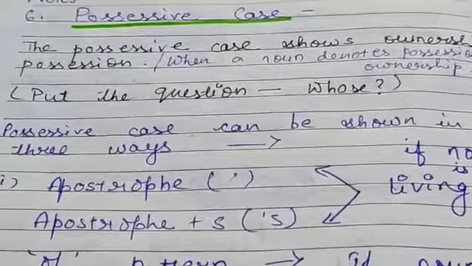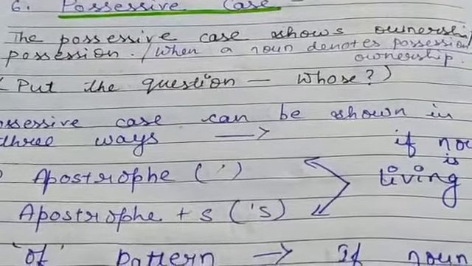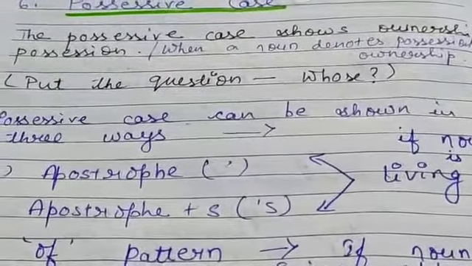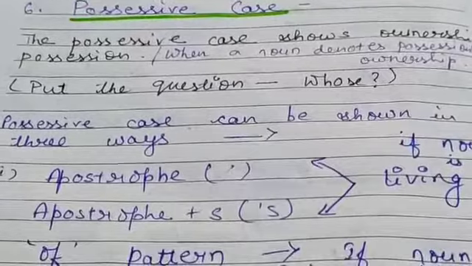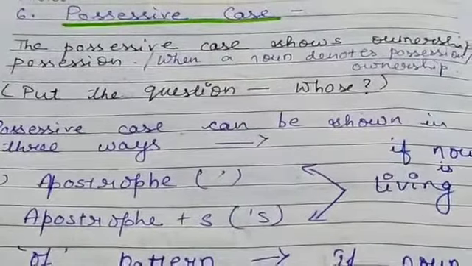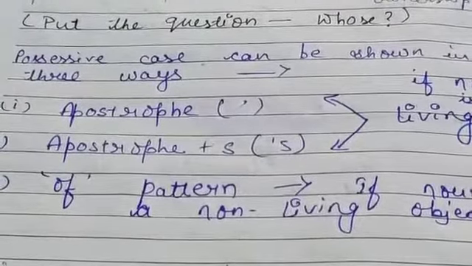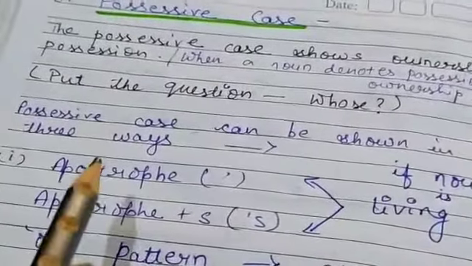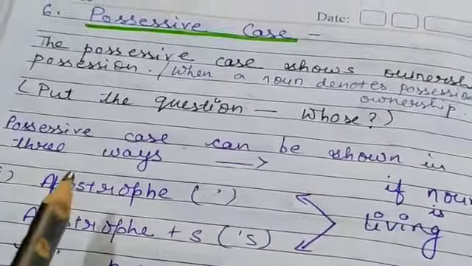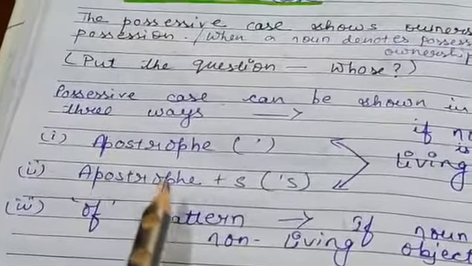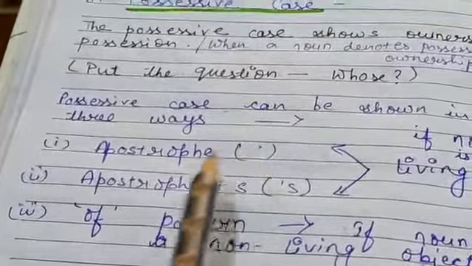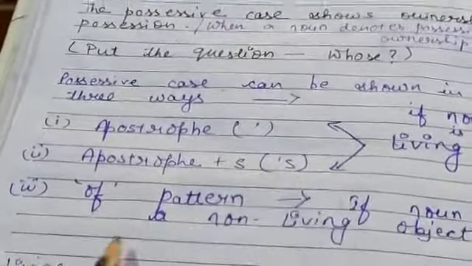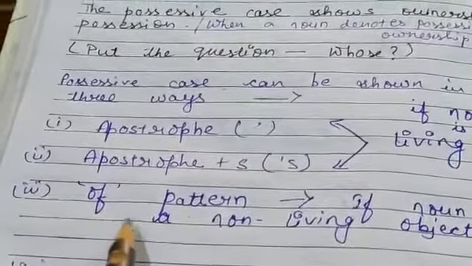Like for example, this is Rina's bag. Whose bag is this? Rina's bag. Now Rina's is in a noun position, a possessive noun, and we use an apostrophe. So possessive case can be shown in three ways: apostrophe only, apostrophe plus S, meaning apostrophe S, and one more is the of pattern.